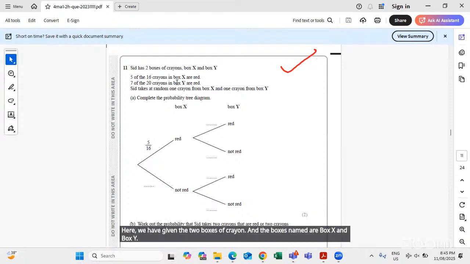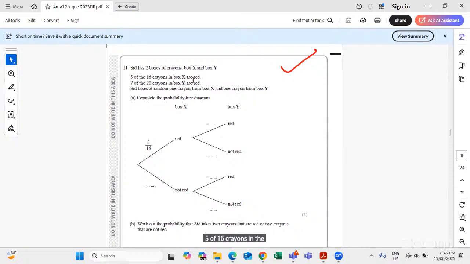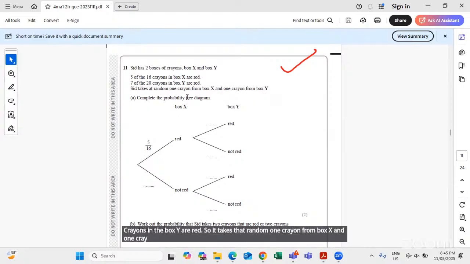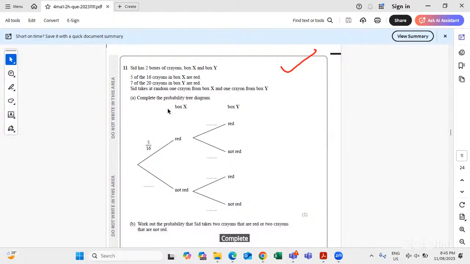5 of the 16 crayons in box X are red, and 7 of the 20 crayons in box Y are red. Sid takes at random one crayon from box X and one crayon from box Y. Complete the probability tree diagram. Now, to complete this tree diagram, we have box X, which has 5 red crayons from the 16 crayons.